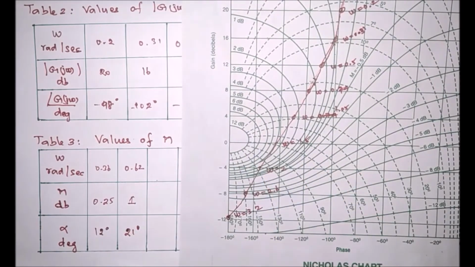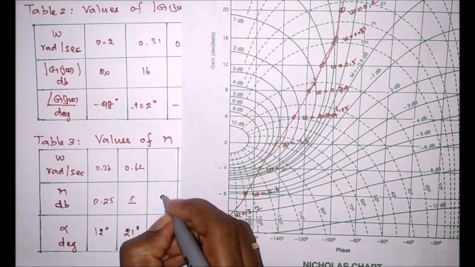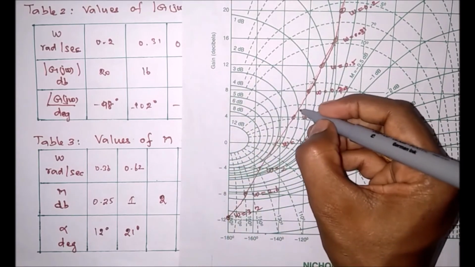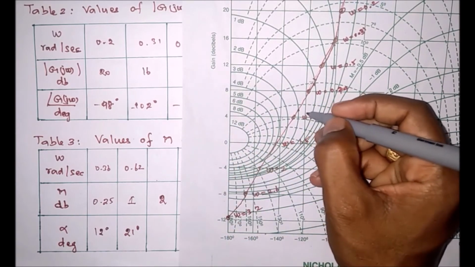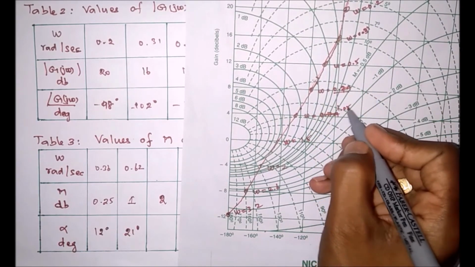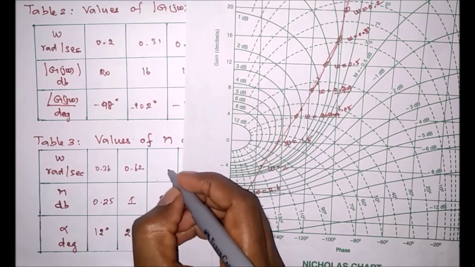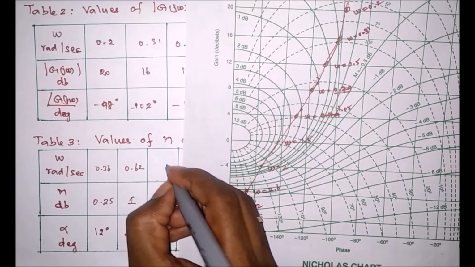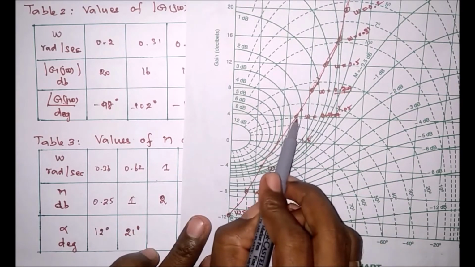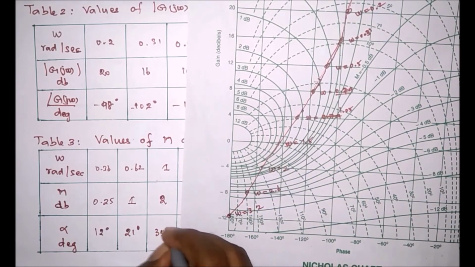Next, the next M circle is 2. So here we can mark it as 2. The corresponding omega: actually it is cutting at this point. What is the omega? This is 0.74, this is 1.05, so in between it will be 1. So omega equal to 1. Now the corresponding angle: this angle is 30, this angle is 40, it is in between. So the corresponding angle is 35 degrees.